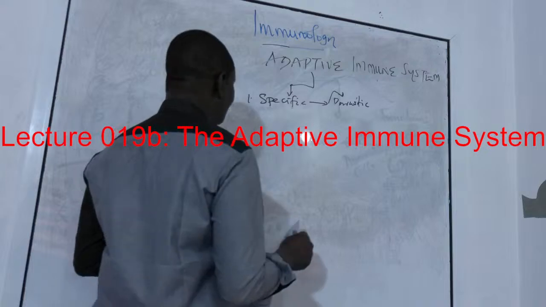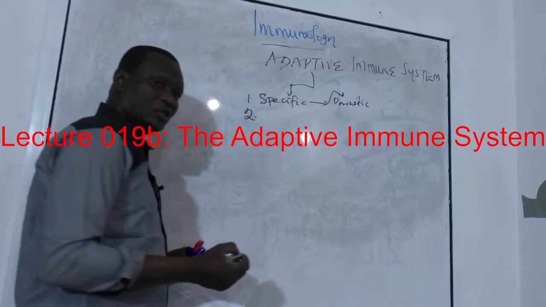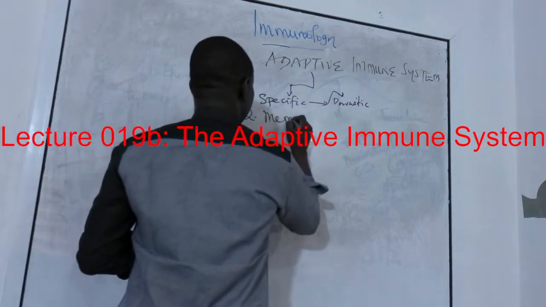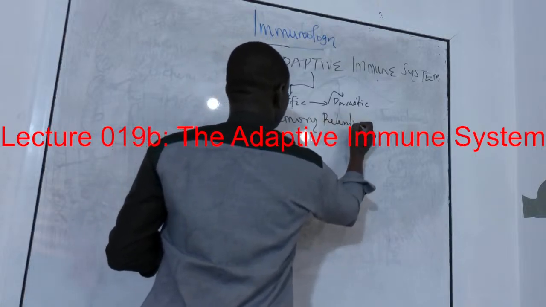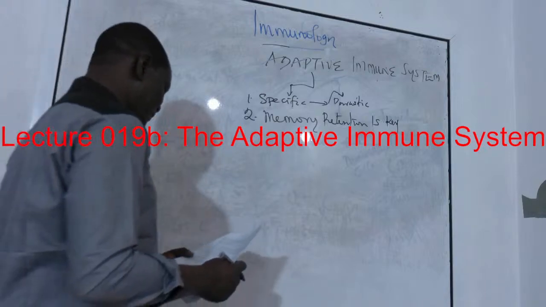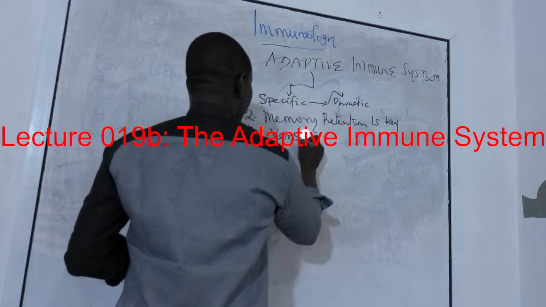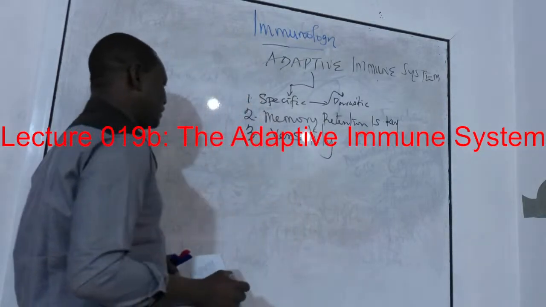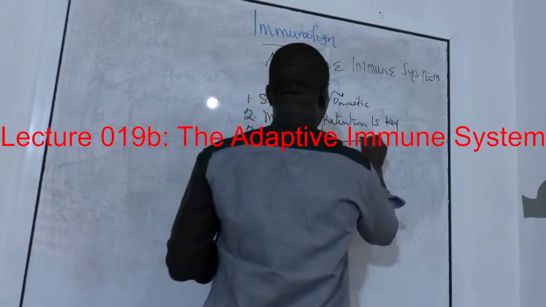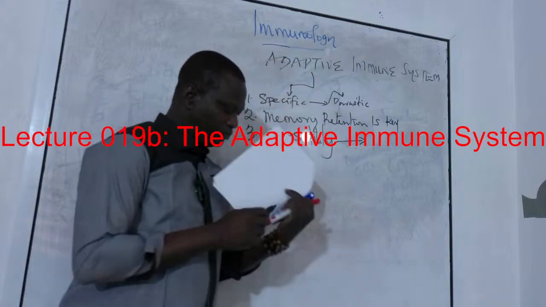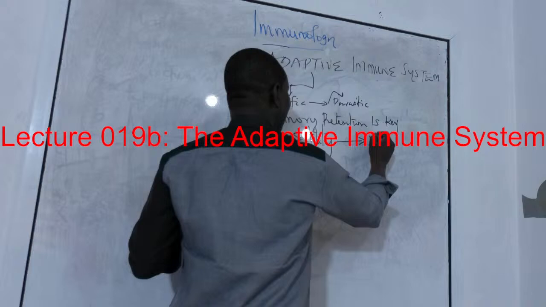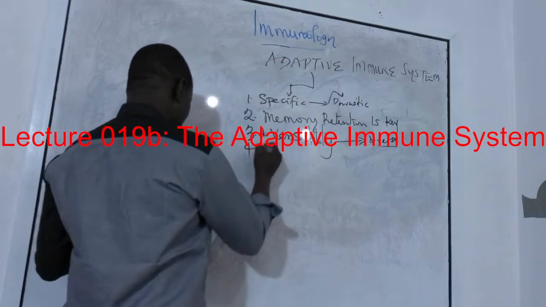And apart from being specific, the second one is the ability to retain some of these cells as part of the immunological memory. So memory cells, memory retention, is key in the adaptive immune response. Then the third one, which we emphasized, is versatility. Microorganisms will put up different kinds of antigen, and the adaptive immune system has the ability to take care of diverse infectious agents.